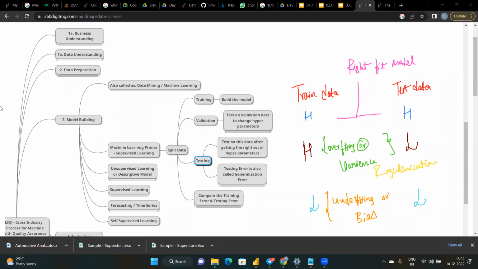Okay, so this is what is meant by a right fit model. If both are good, guys, if train data is high and test data is high, then it is called a right fit model. Overfitting or variance is nothing but when train data is high and test data is low, it is called overfitting or variance.